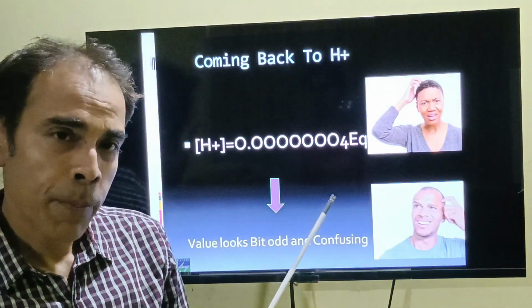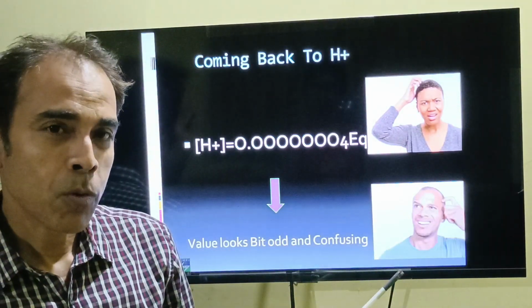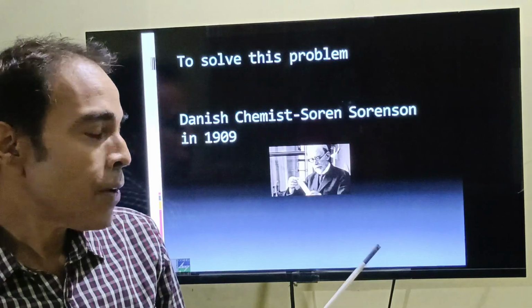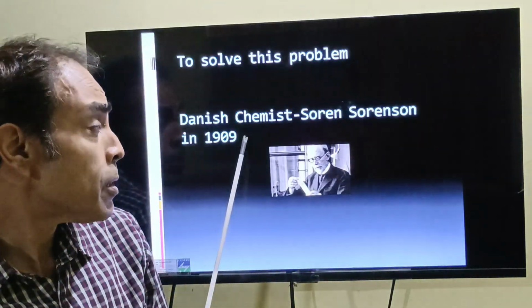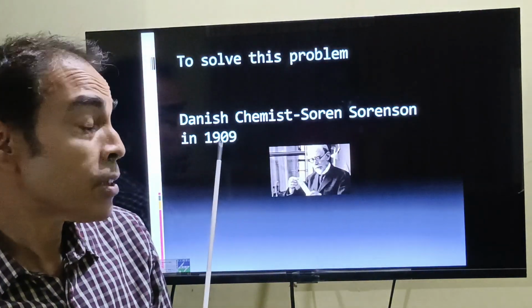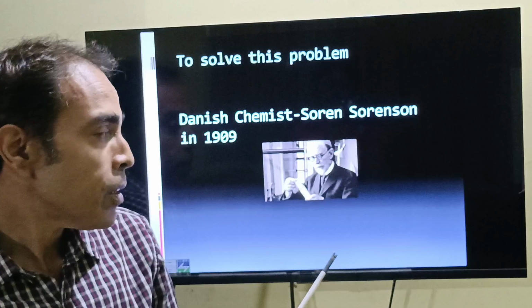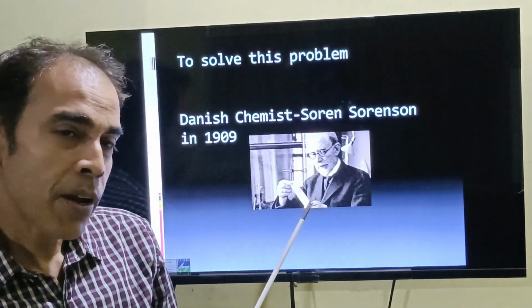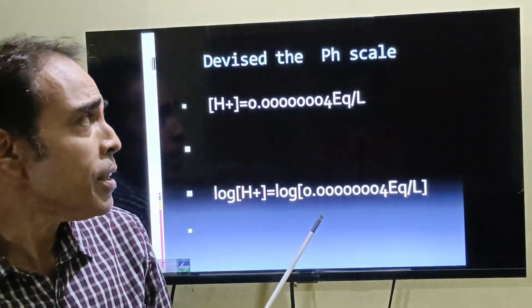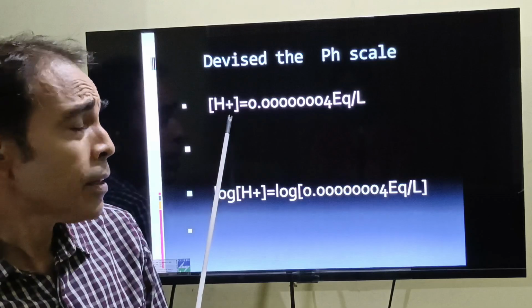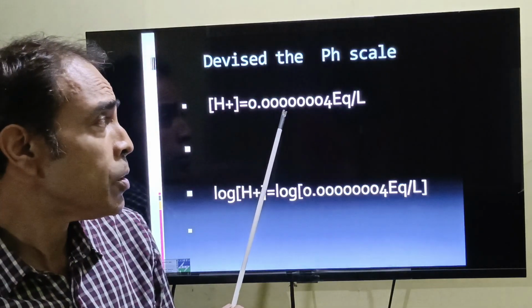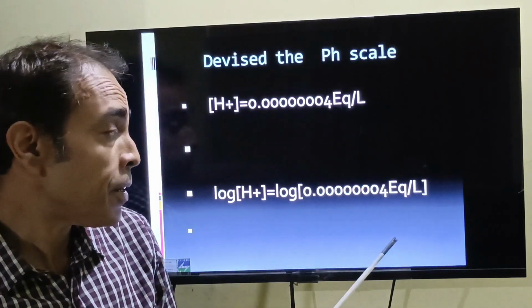To solve this problem, some smart people devised a very important formula. One of these smart people was the Danish chemist Søren Sørensen in 1909. He is a pioneer of the pH scale. So what he did was, you see the hydrogen ion concentration is 0.000074 equivalents per liter.